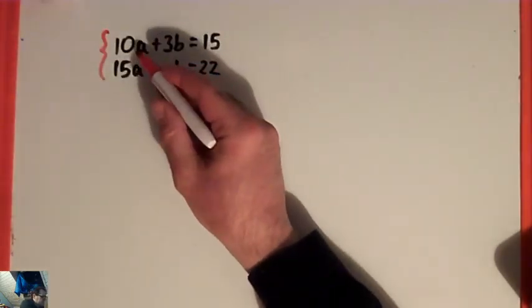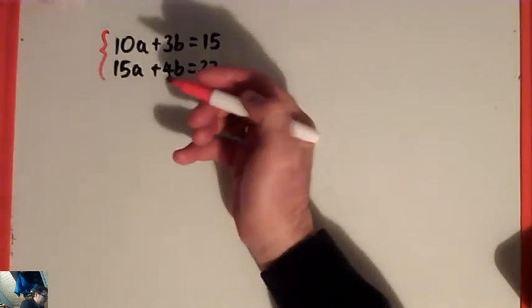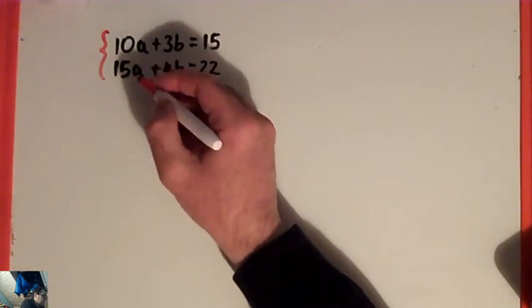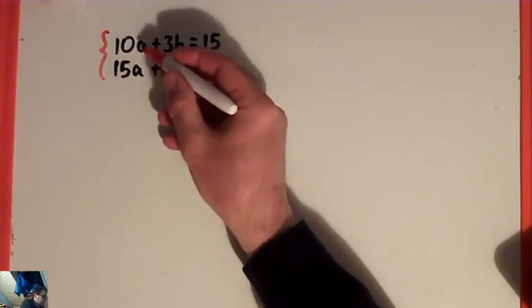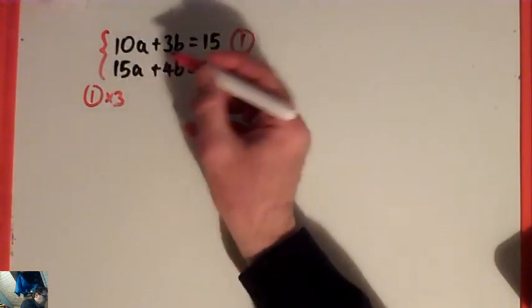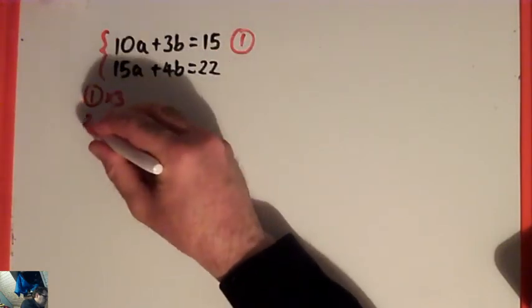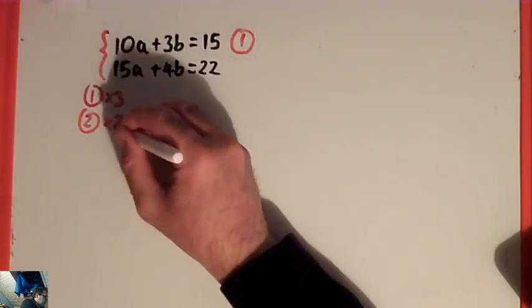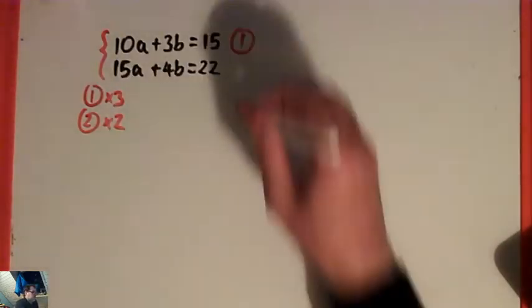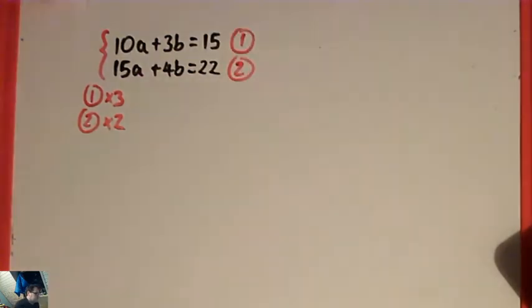15a plus 4b equals 22. So I'm going to try and make the a's the same. 10 and 15 both go into 30. So why not try and make both of those have a 30a in them. So everything in equation 1, calling this one equation 1, I'm going to multiply by 3. And then everything in equation 2, I'm going to multiply by 2. And that's in order to try and get a 30a in both of them. So equation 2 was that one, by the way.